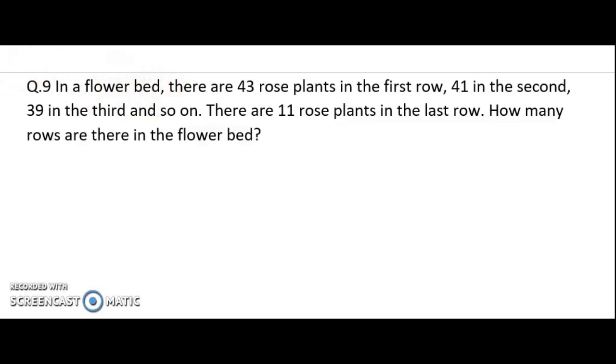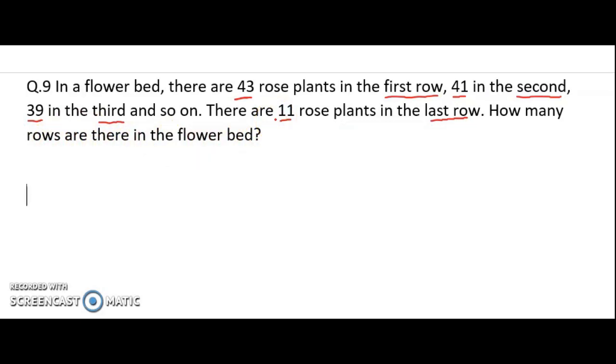Let's see question number 9. In a flower bed, there are 43 rose plants in the first row, 41 in the second row, 39 in the third row, and so on. There are 11 rose plants in the last row. So how many rows are there in the flower bed?